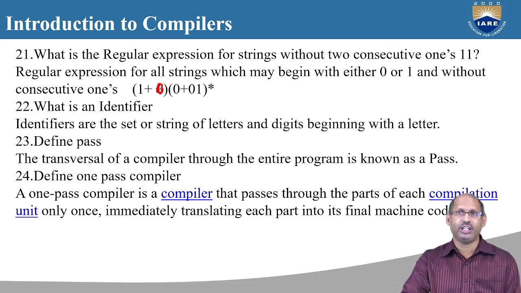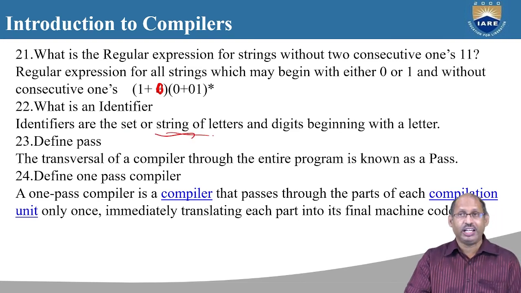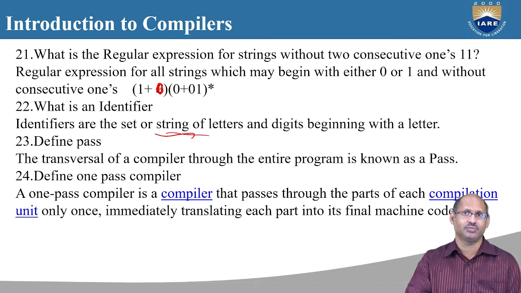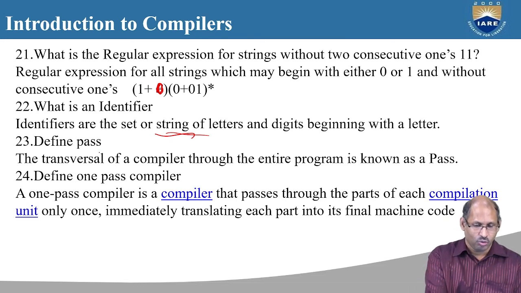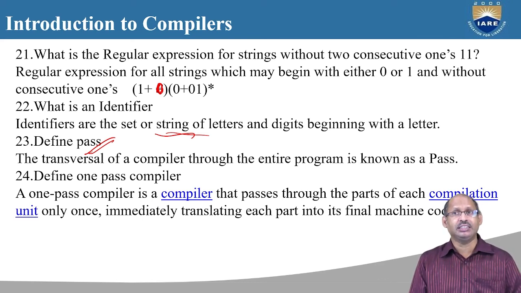What is an identifier? An identifier is a string of letters followed by letters and digits. Then define pass. Here pass is a complete single scan of the source program, right? A complete scan of the source program. So the traversal of a compiler through the entire program is known as pass.